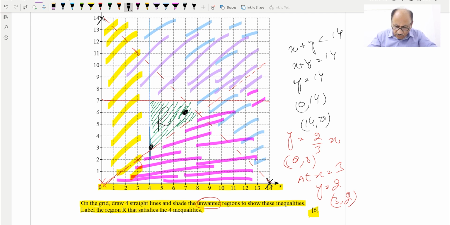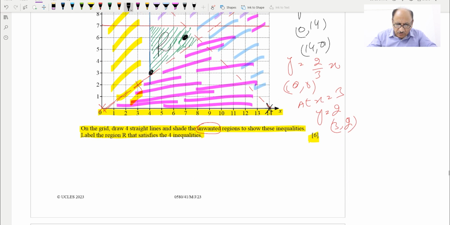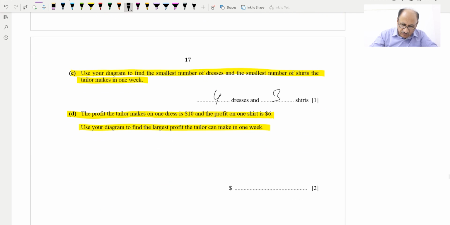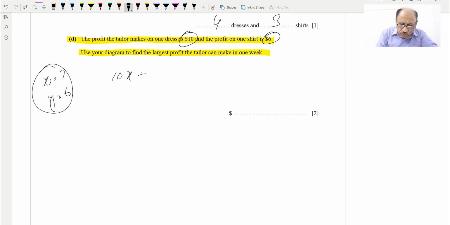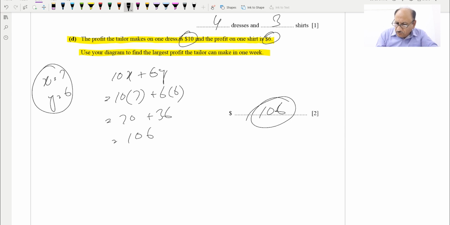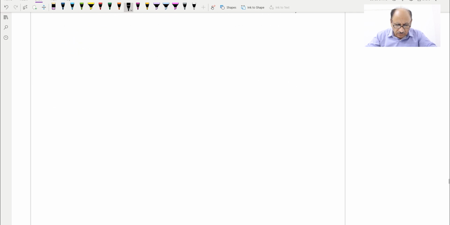So the x value will be 7 and the y value will be 6. So 7 and 6. In the equation 10x, because we are taking 10 as profit, and this will be 6, so plus 6y. The maximum profit he can earn is 10 times 7 plus 6 times 6. So this will be 70 plus 36, which is equal to 106. So $106 will be the maximum profit, with values taken from the diagram itself.